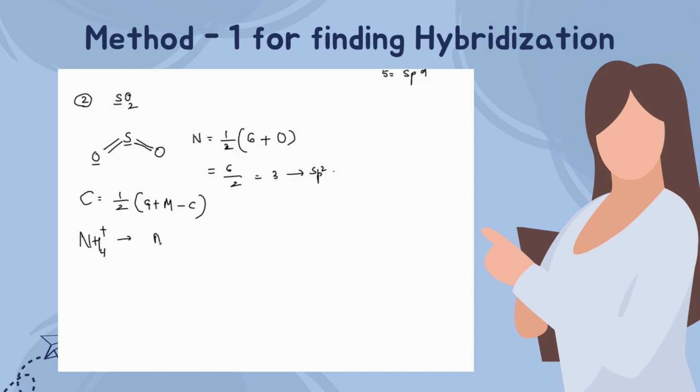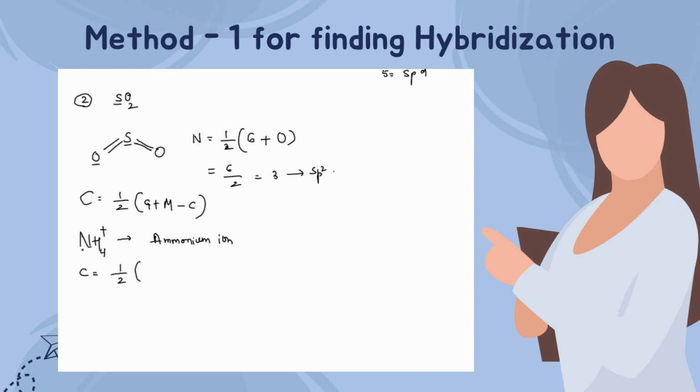NH4 plus ion is called ammonium ion. Now the overall charge on this ion is 1 positive charge. Usually whenever you write a positive charge in chemistry, that means electrons are missing. That charge you need to remove, since that many electrons are less in the molecule. So calculate the hybridization here.